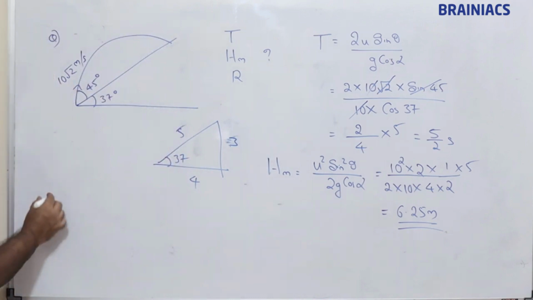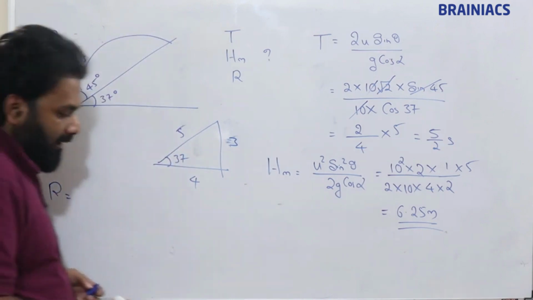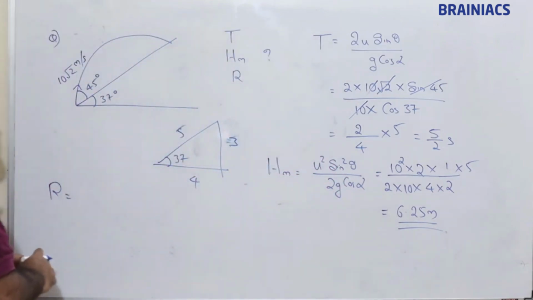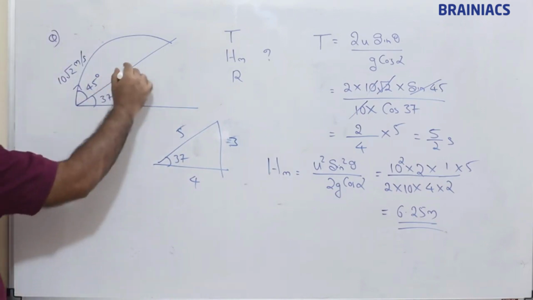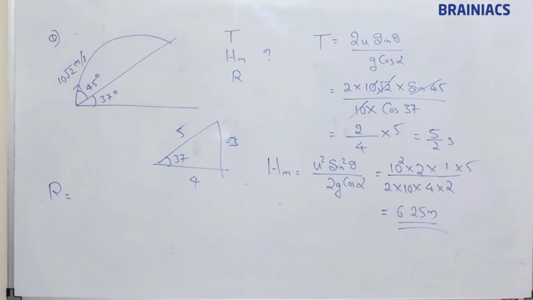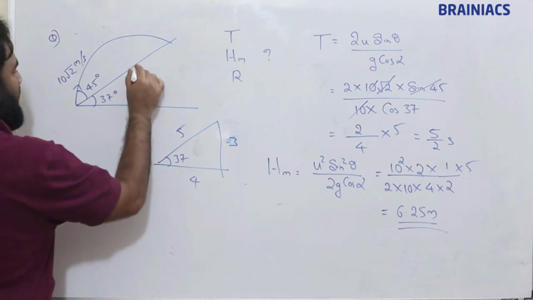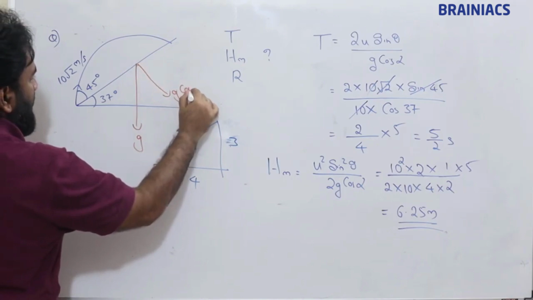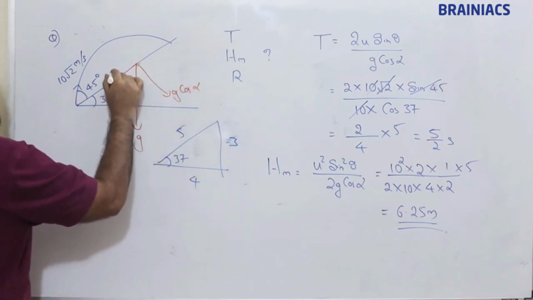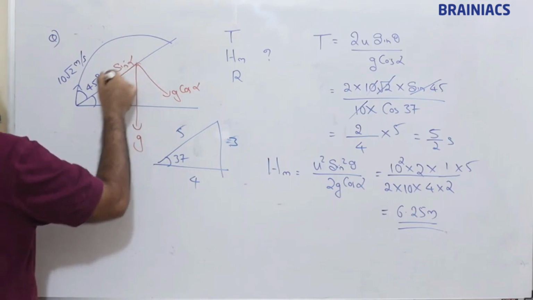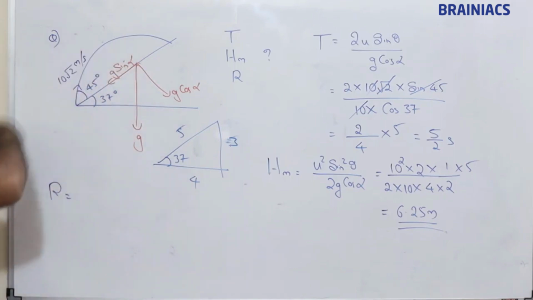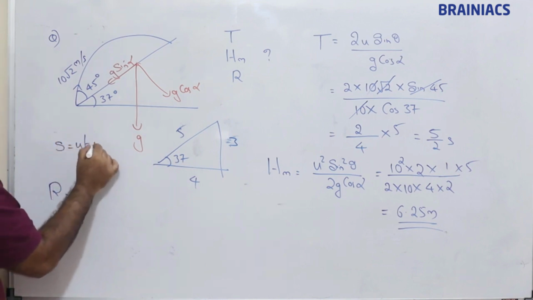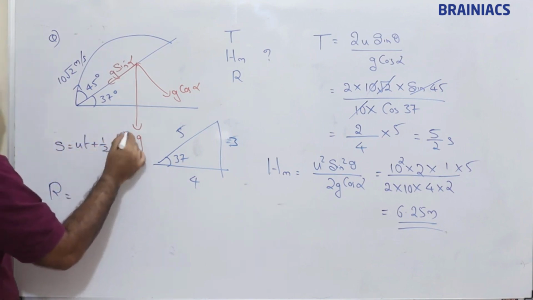Now we will find range. For finding range, we are not going to use that formula. We will just apply the concept and we'll get the answer. So range is, suppose here, G is acting in downward direction. So if you resolve, this is G cos alpha and this is G sin alpha. Since the acceleration is acting against the motion, let us use S is equal to ut plus half at square formula.